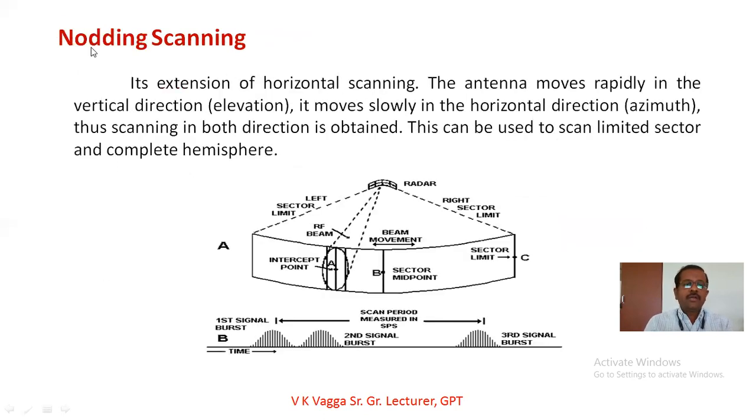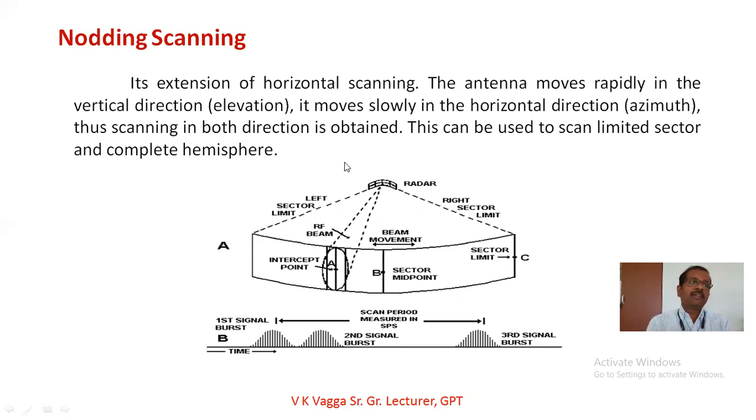After that, take nodding. Instead of covering the entire 360 degrees, it can cover only a particular sector. So it is an extension of horizontal scanning. The antenna moves rapidly in the vertical direction, which is elevation, and moves slowly in the horizontal direction, which is azimuth. Scanning in both directions is obtained. This scan is used to scan a limited sector and can complete the hemisphere.